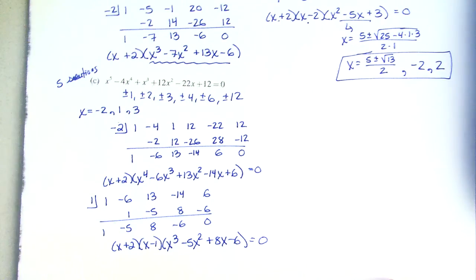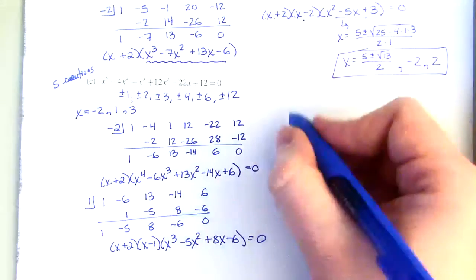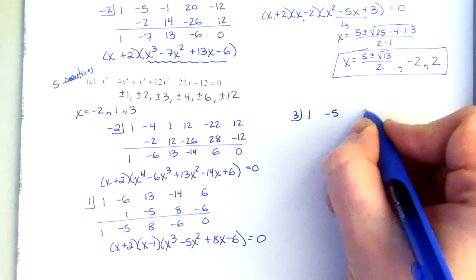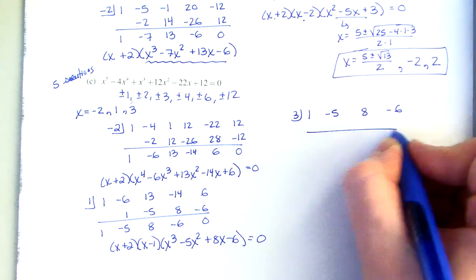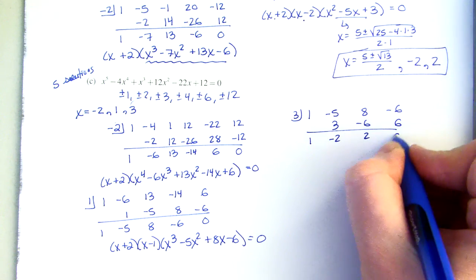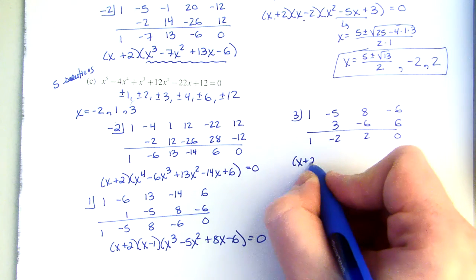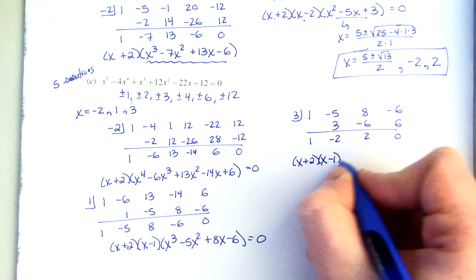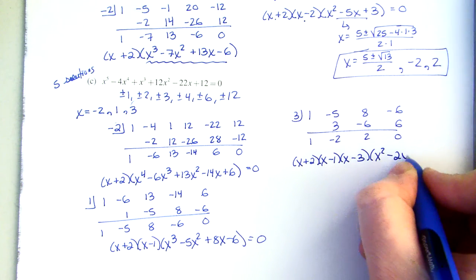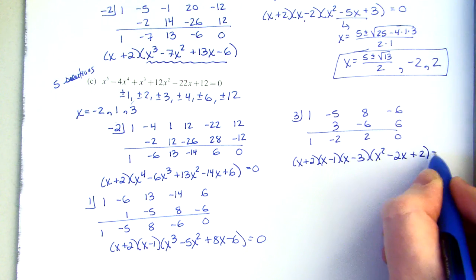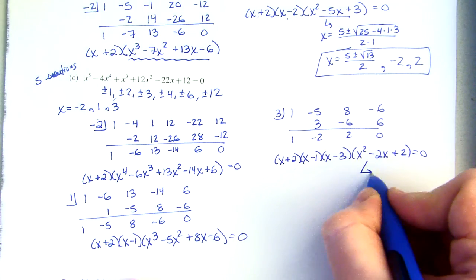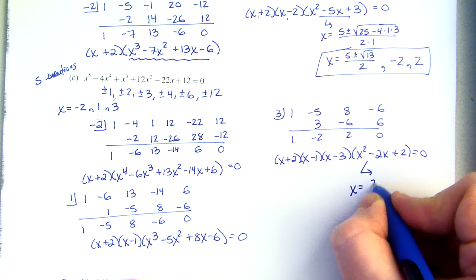Now I'll divide that cubic by the factor that gave me 3 as a solution, x minus 3. 3 in the box. X plus 2, x minus 1, x minus 3, x squared minus 2x plus 2 equals 0. These are the 3 integer solutions I got. This one's going to require a quadratic formula.